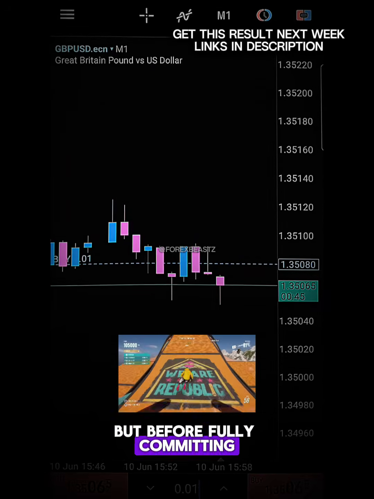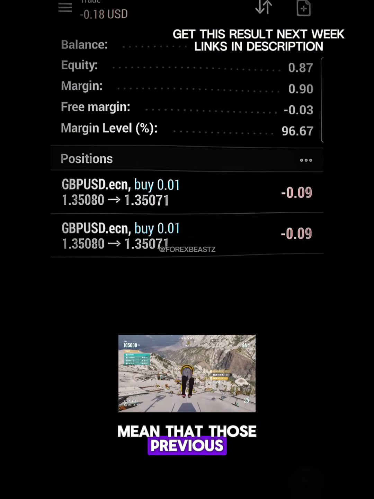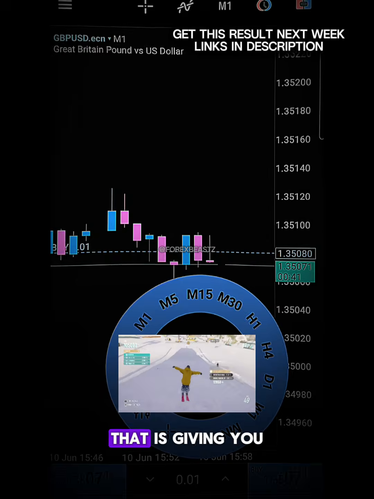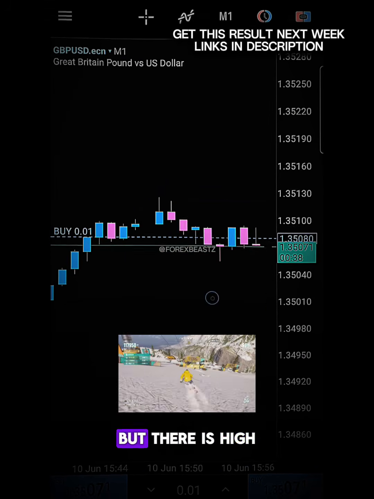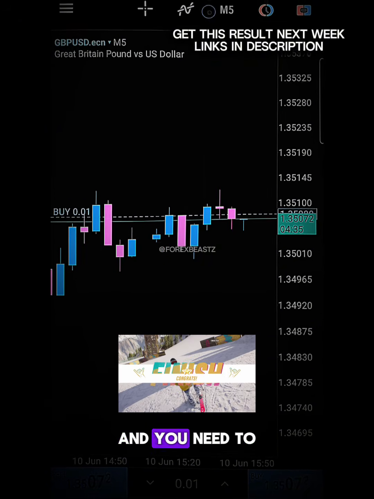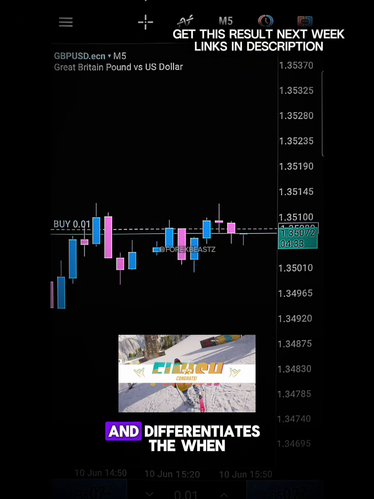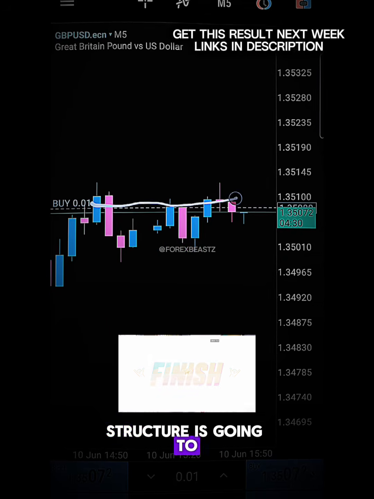But before fully committing to that sell, you need to chop the present buy, because that does not mean that those previous confirmations that are giving you the buy move are not relevant, because those are still relevant. But there is a high long-term structure and a short-term structure, and you need to be able to trade and differentiate when each of them is relevant, because that long-term structure is going to hold at the end of the day.